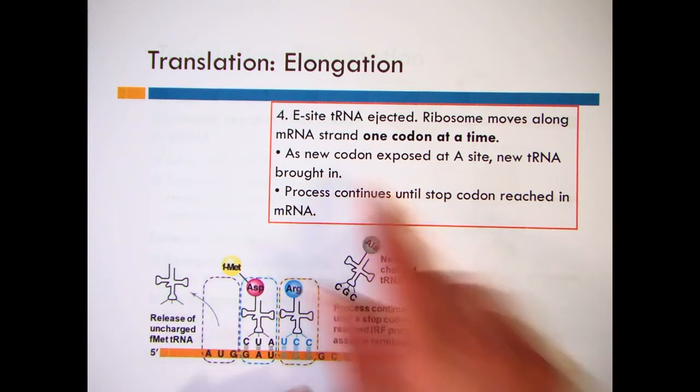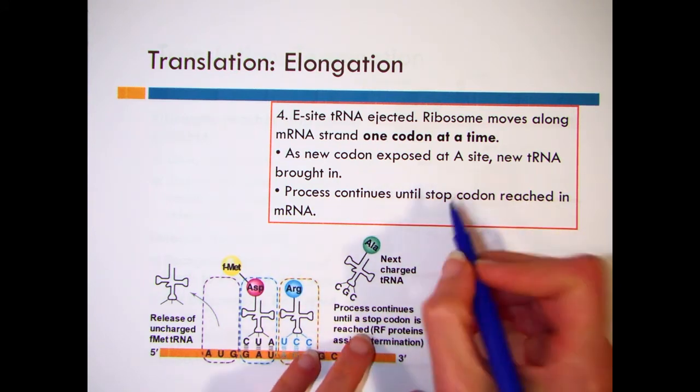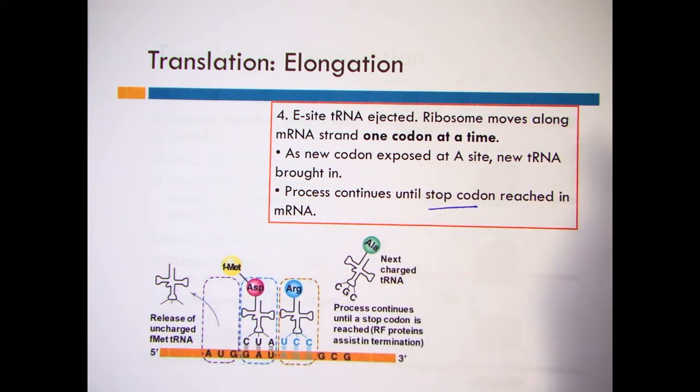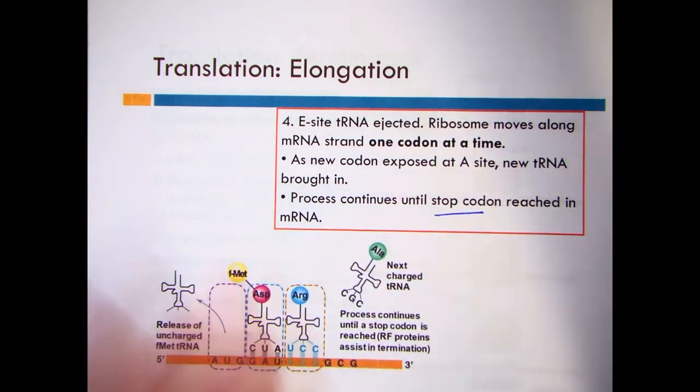Okay, so like I said, the E site tRNA is ejected. The ribosome will scooch down, which is called translocation. And then a new tRNA will be brought in. This requires more GTP. So the cell keeps doing this, or the ribosome keeps doing this, until a stop codon is reached. So you guys hopefully remember that there are 3 stop codons. These do not have matching tRNAs. So I'm supposed to show you the next part of this page now.